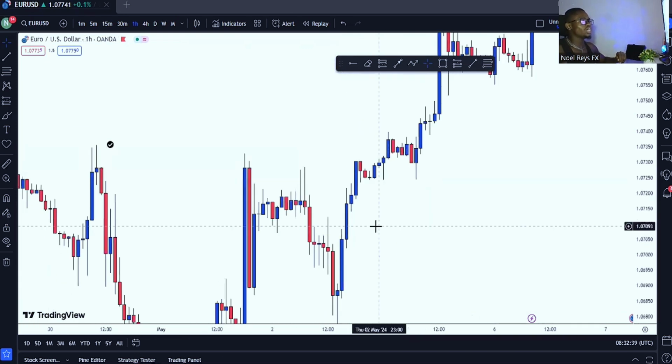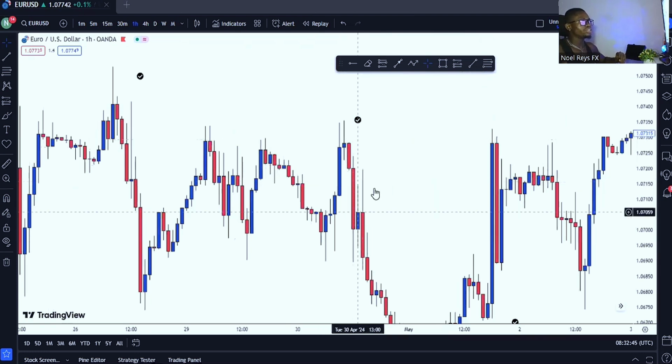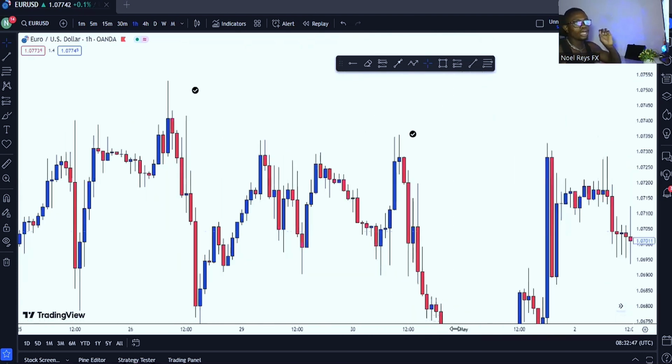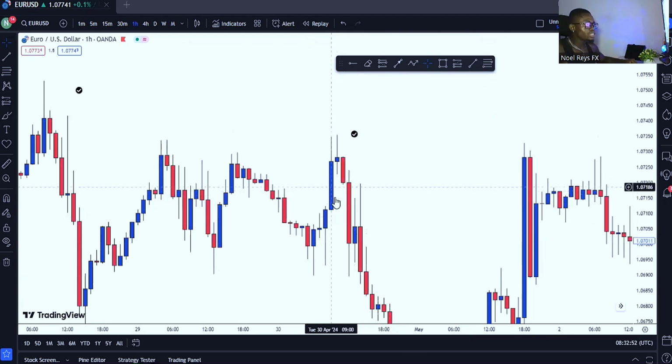So let's see another example. Now look at this area here. You can see the candles. Now, how do you spot those candles with volume? With your eyes, you can clearly see that this candle, this one here, and this one here, they are not the same. This one has more volume, while this one has less volume, right?